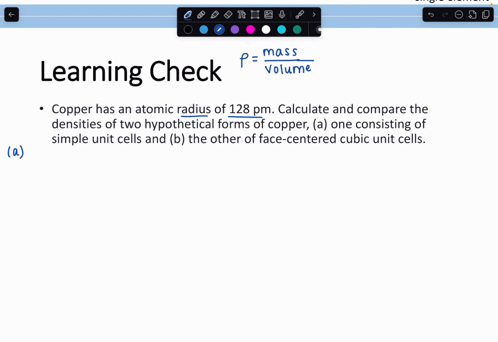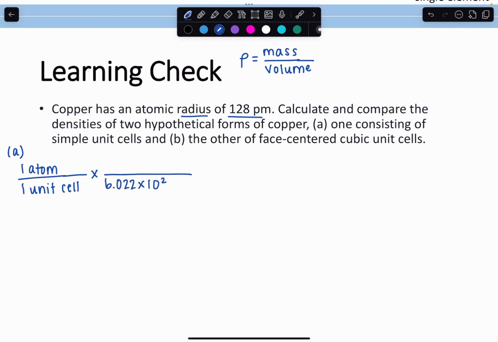A simple unit cell has one atom per unit cell. That info is on the slides where we gave an overview of those three types of unit cells that we're covering in our chapter. So if we have one atom per unit cell, we can get to the mass of that one unit cell by converting atoms to moles and then moles to grams. We can convert atoms to moles using Avogadro's number.